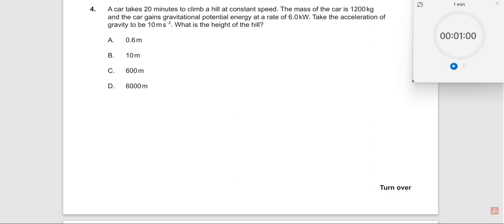Okay, question number 4. Start the timer. Right. A car takes 20 minutes. Time is given there to climb a hill at a constant speed. Constant speed. It's not accelerating. The mass of the car is given here.